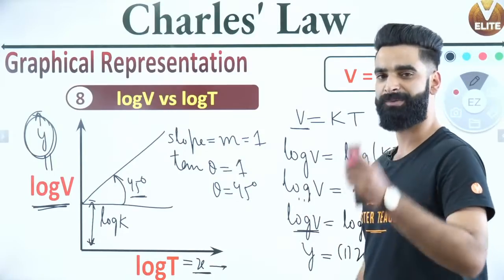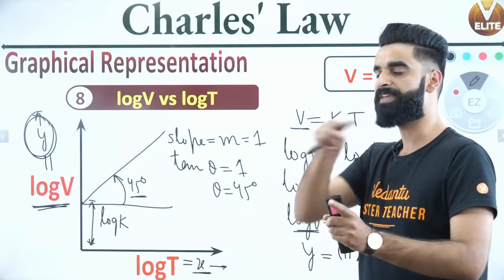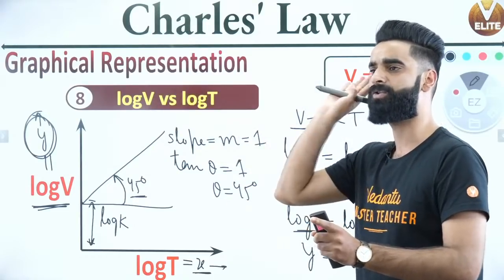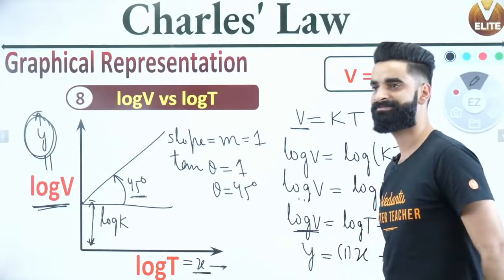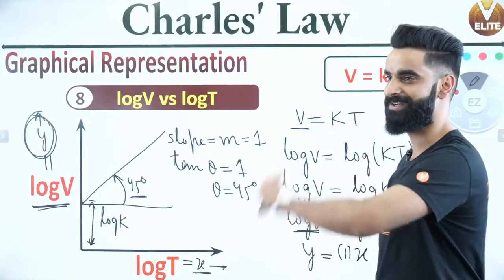Yesterday's homework, if you remember, PV versus P. It's going to be a straight line parallel to the pressure axis. PV versus V, again a straight line parallel to the volume axis. Wonderful, guys. Great. So let's move on.